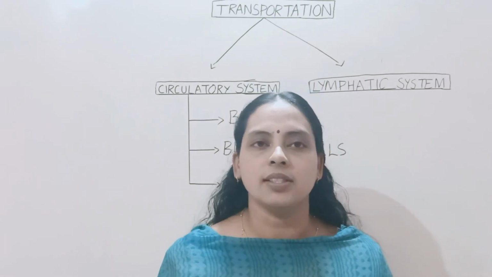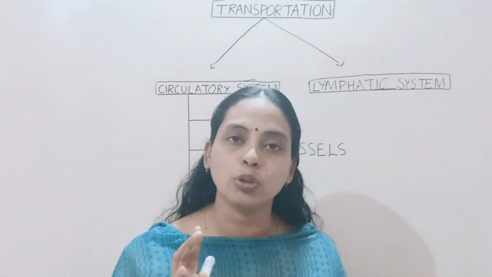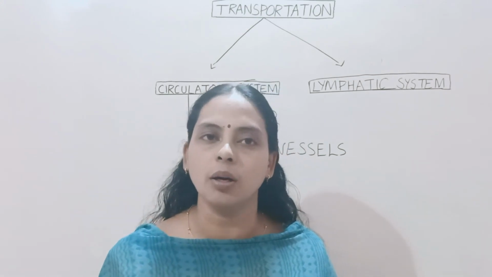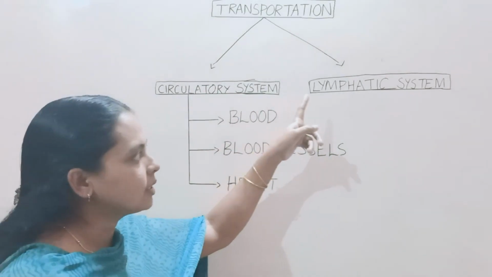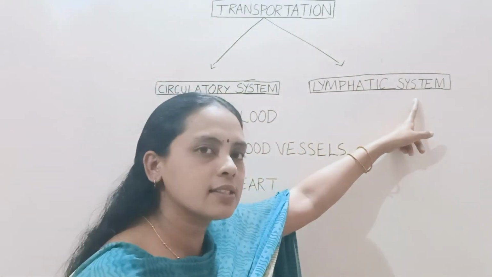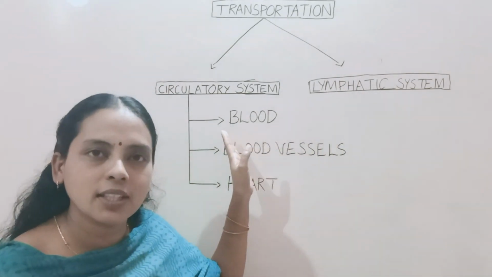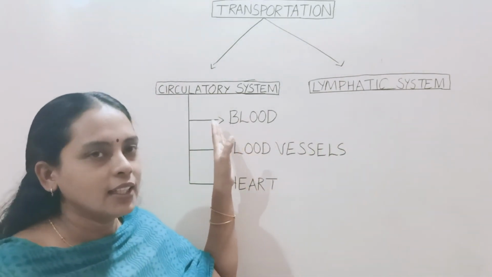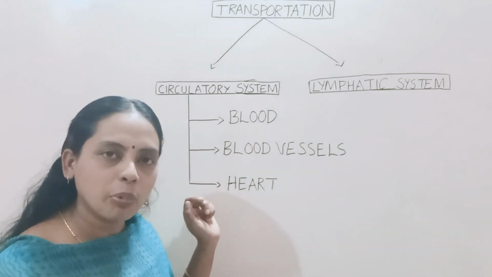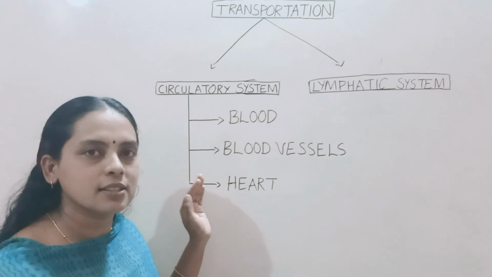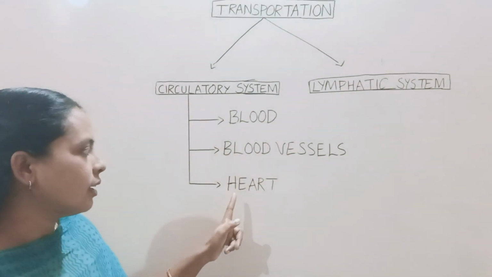In human beings, transportation takes place with the help of two systems that work in our body. One is the circulatory system and the second one is the lymphatic system. Today, we are going to discuss the circulatory system. It has three different components: blood, blood vessels and heart.